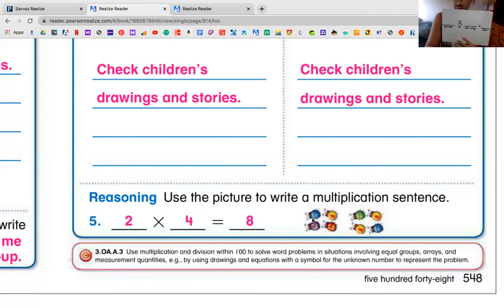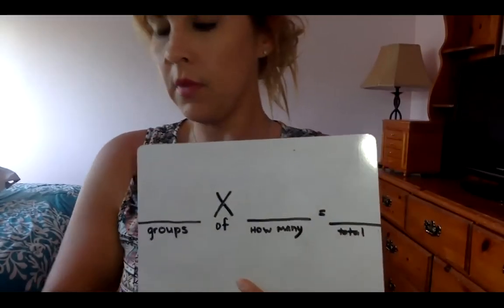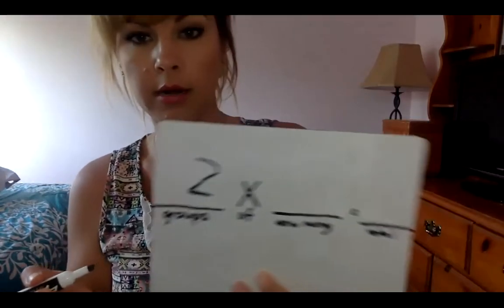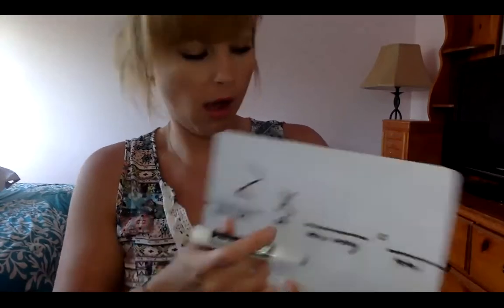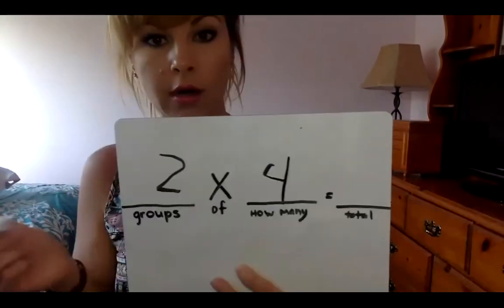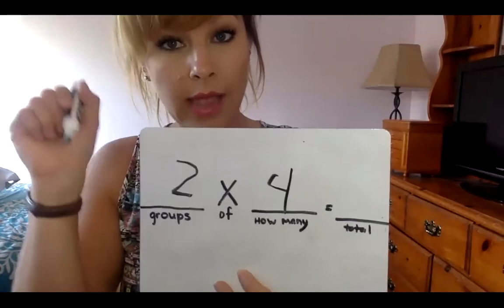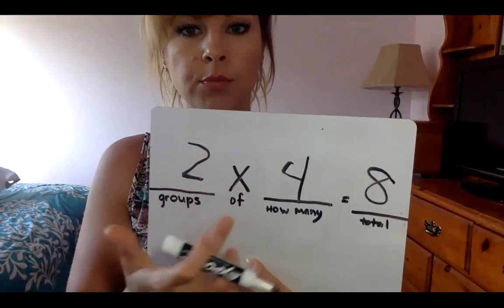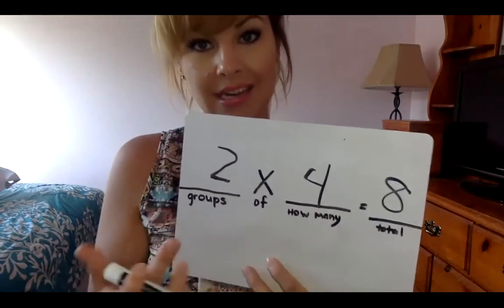So in this case, there are 1 group, 2 groups. So you can tell me there are 2 groups of how many? Well, there's 4. So you would tell me that there are 2 groups. Sorry, it's hard to write upside down. 2 groups of 4. And then if you add them up by counting them, you would get your total of 8. There are 2 groups of 4 equals 8, okay?